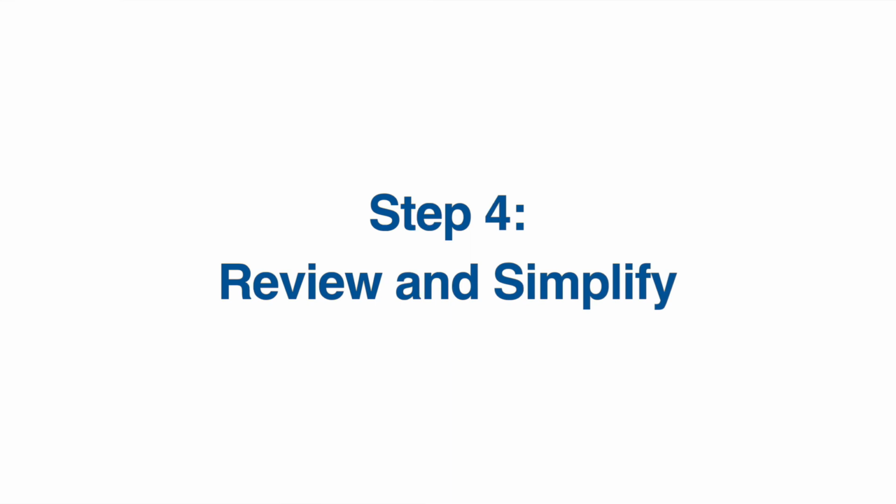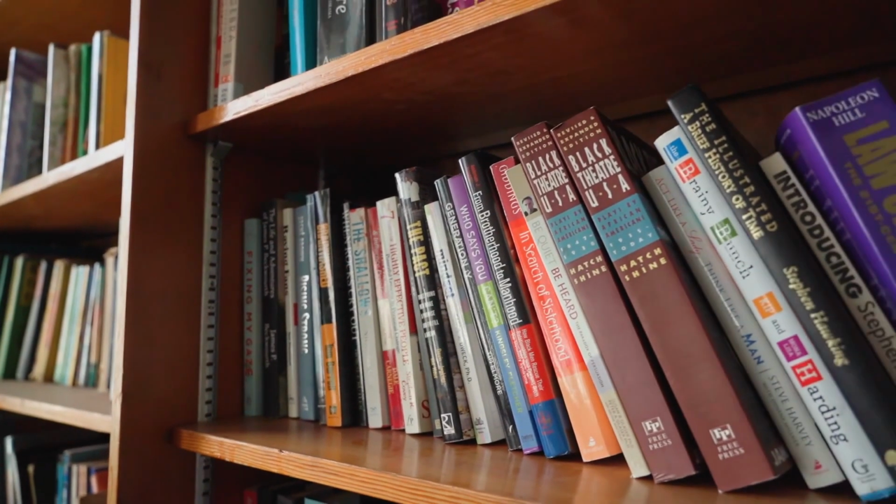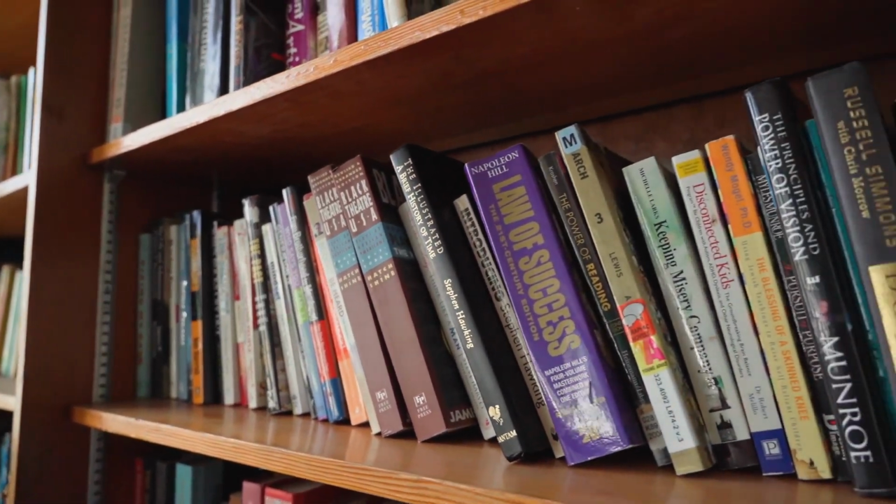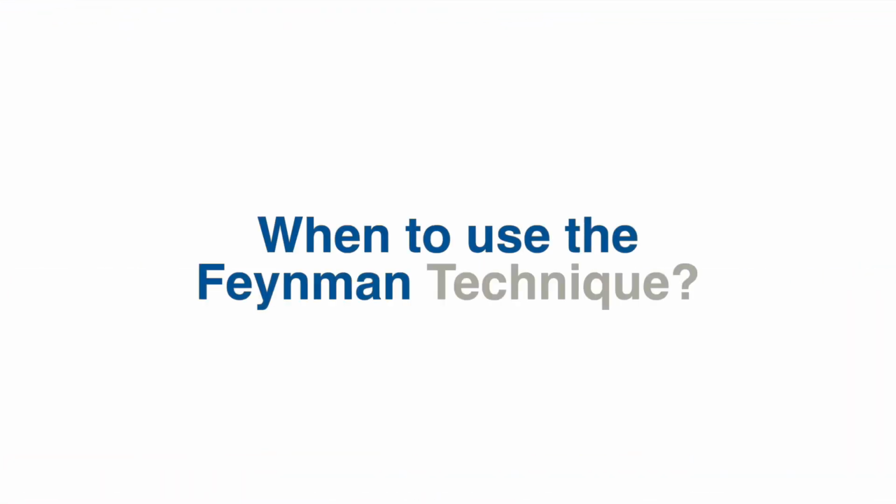Now, step 4 is review and simplify. Now that you've already explained the concept in hopefully simple terms, go one step further and try and explain it again. But this time, use the knowledge that you got from when you went back to your study materials, which you did in step 3. Because now, you have already filled in most of your knowledge gaps. And that's basically it. Now we go to part 3, which is when do you use the Feynman Technique?